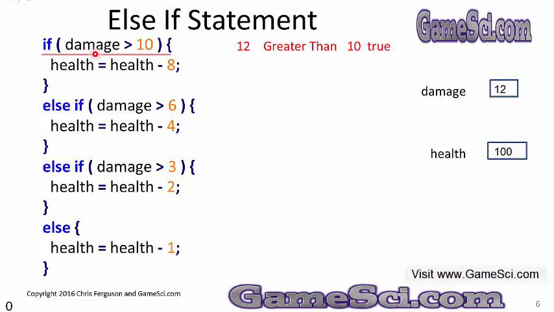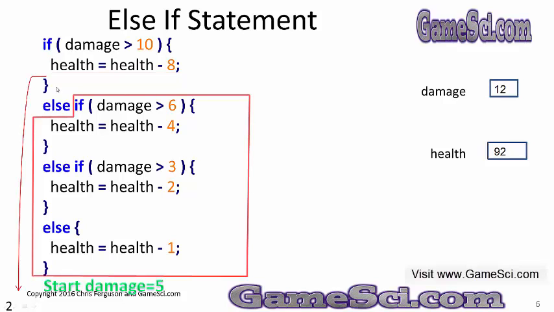With damage equal to 12, 12 greater than 10 is very much a true statement. As a true statement in the if portion, we expect this code to select the if code to execute. So we'll do health equals health minus 8 because we received high damage. We're going to subtract a lot from the health points, and our 100 in the health variable just shrunk to 92 in the health variable. Take a lot of damage in a video game, you expect your health variable to go down, and that's what it did.